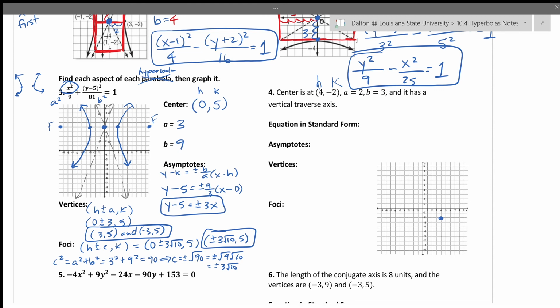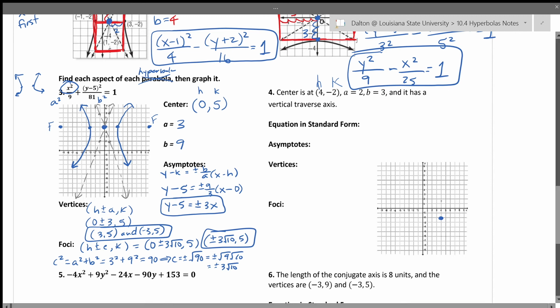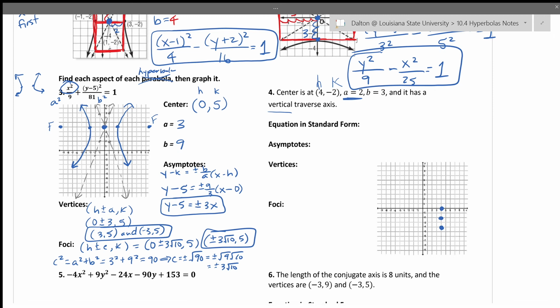That tells us that our vertices are going to be up and down from the center point because it has a vertical transverse axis. And if we know that a is the distance from the vertex to the center point, then from this center point I can count 2 up and 2 down to get my vertex points. So you don't even have to use the formula. You can just use what you know about the definition of a in order to graph those.